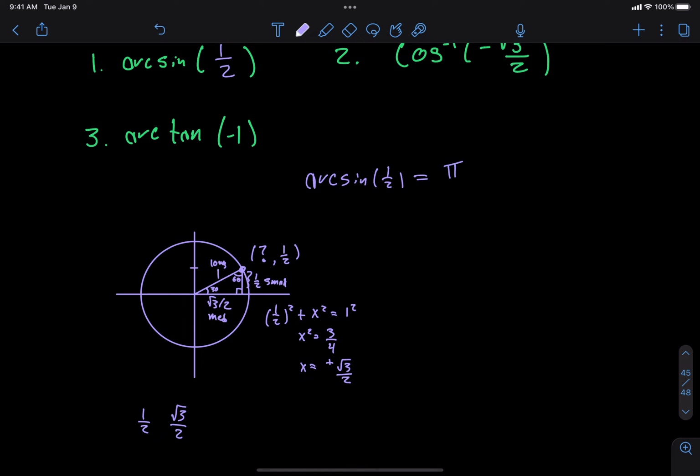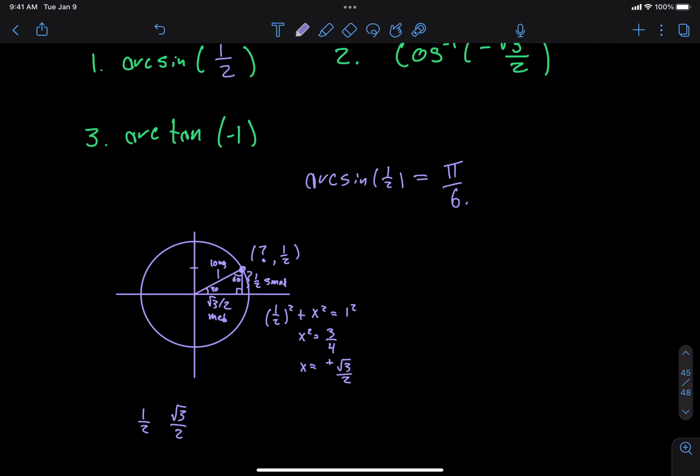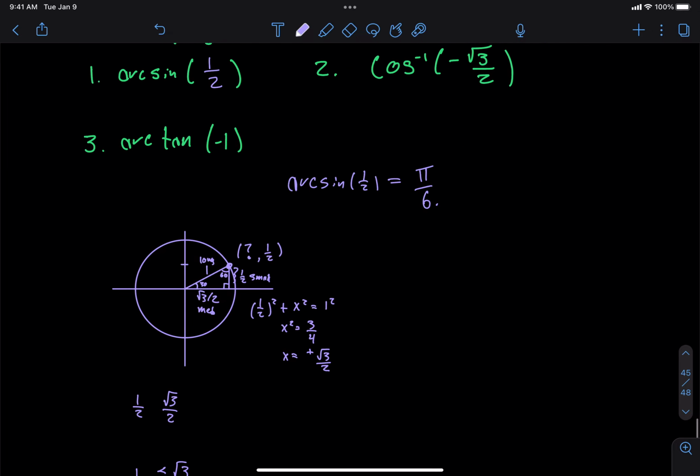Good, pi over 6. That's one of the ones you should memorize. Okay, now we're happy. This is a number which is bigger than negative pi over 2 and smaller than pi over 2, right? You can tell because the denominator here is bigger than the denominator here. So this number is smaller than that number. Okay, any questions on that one?